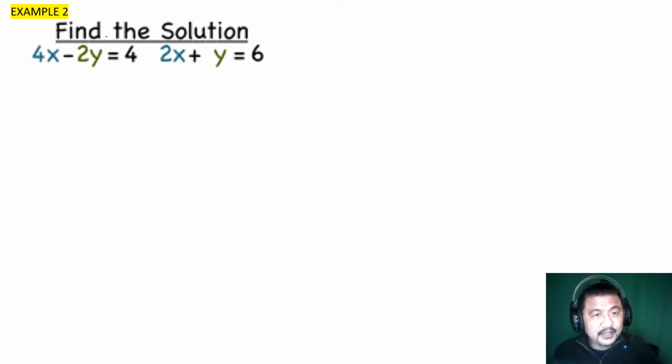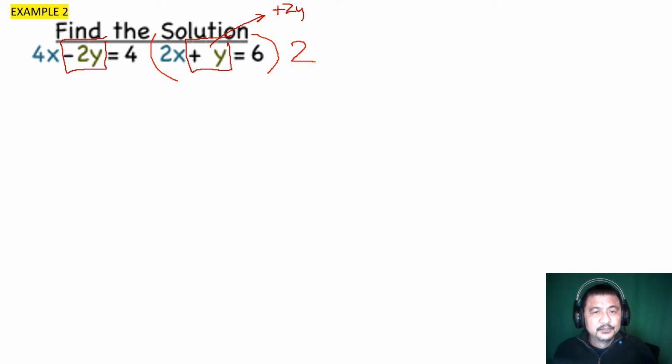Now, focus on the y. You're a negative 2y, you're just a positive y, right? If only you're a negative 2y, I can eliminate you, right? If only, I mean a positive 2y, right? How can I make it positive 2y? Obviously, you'll have to multiply the whole thing by 2. Okay? So let's do that. 2 times 2 for x. 2 times y is 2y. 2 times 6 equals 12.